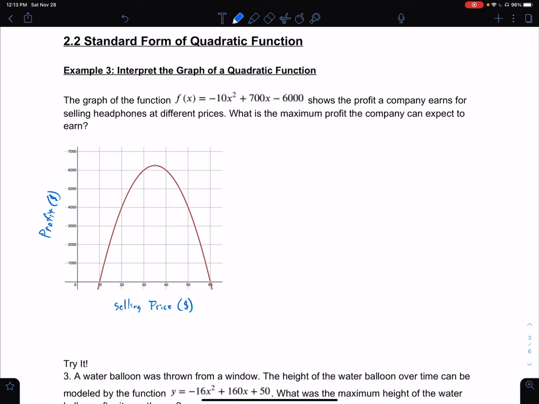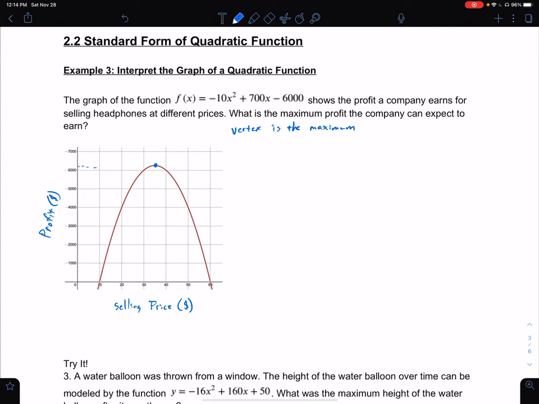And the maximum profit is going to be the highest point on your quadratic function. Since it is upside down, or we'll say reflected, that upside down curve, the vertex is the maximum. So we want to note here that the vertex is the maximum point, which will be the maximum profit. All right, that's the highest point.